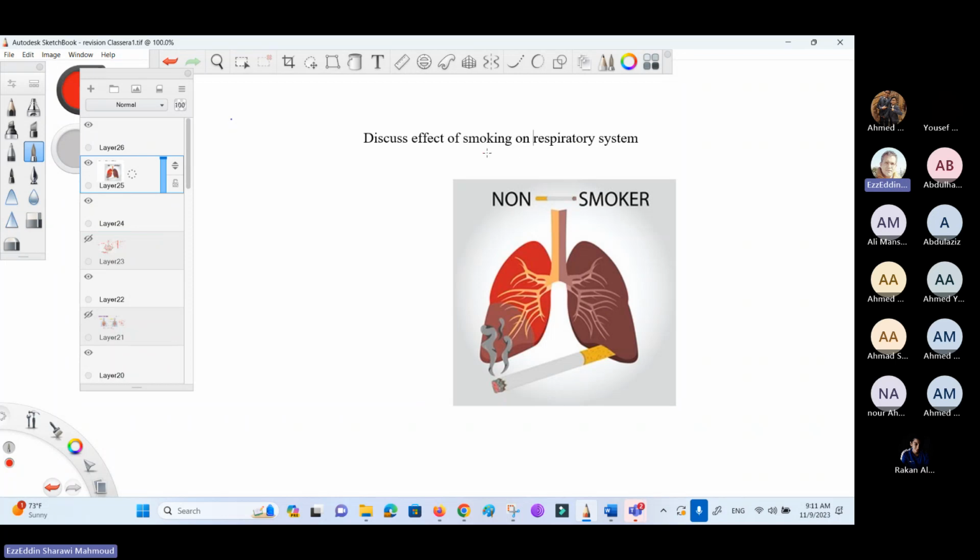Smoking is related to many diseases that can affect and destroy bit by bit our respiratory system. Okay, inside the cigarette, we have three main chemicals. The first one is called nicotine, and the second one is called carbon monoxide. The third one is called tar. You should mention an effect of each one of them.